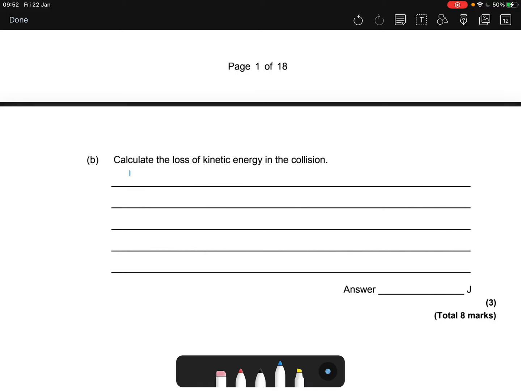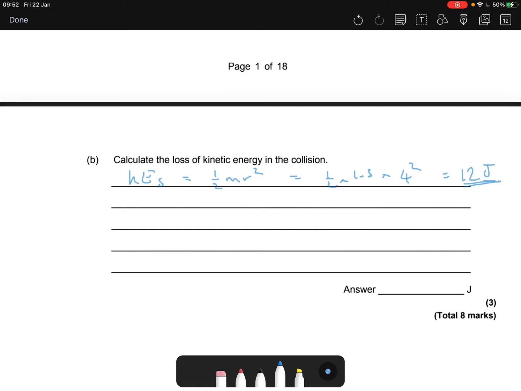Calculate the loss of kinetic energy in the collision. This is an interesting one. So my kinetic energy at the start is equal to a half mv squared, and that's all coming from ball A because ball B is not moving. So what that means is I've got a half times 1.5 times 4 squared, 0.5 times 1.5 times 16, and I've got 12 joules.